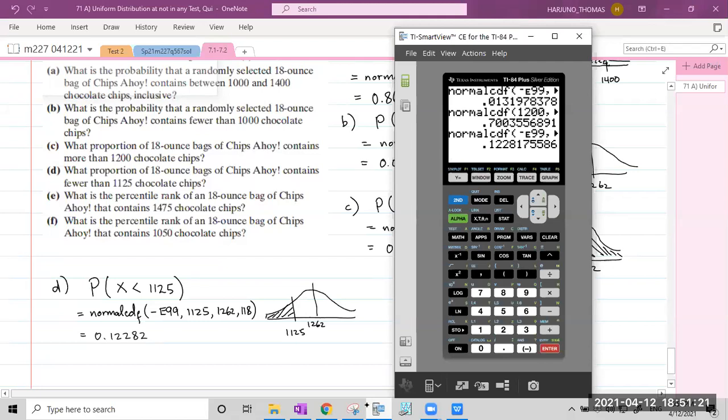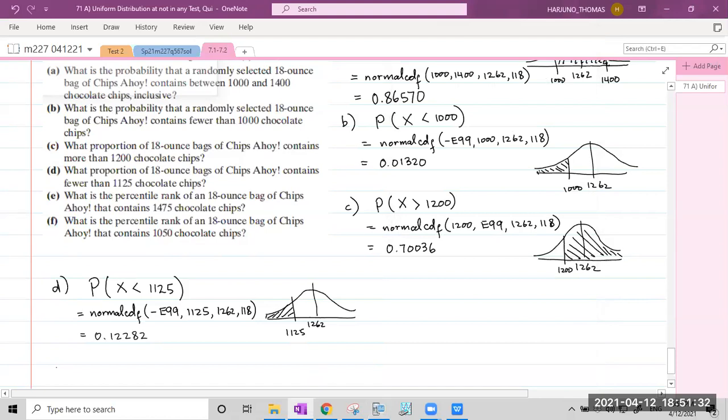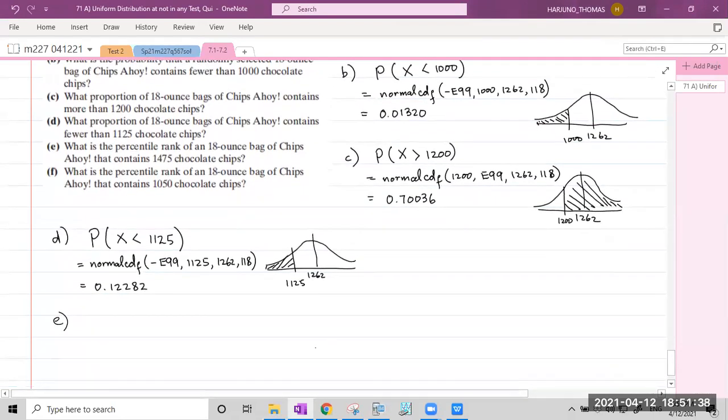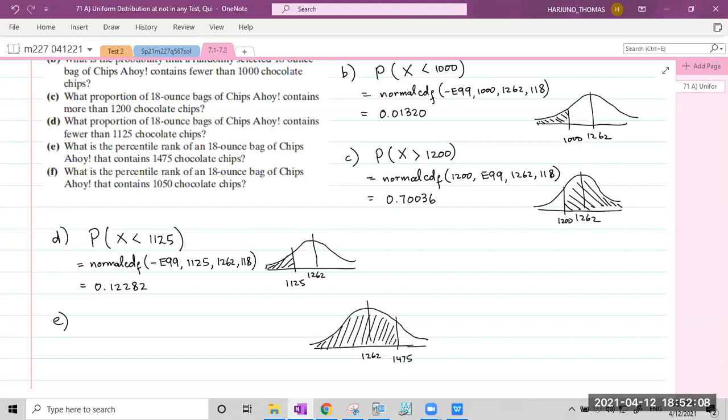Part E, what is the percentile rank of an 18-ounce bag of chips that contains 1,475 chocolate chips? What is the percentile? So basically, this is the mean, 1,262, right? Now then, 1,475 is what percentile? Then you ask yourself, what is the probability, or what portion of 18-ounce bags has less than 1,475 chocolate chips? That will give you the percentile.